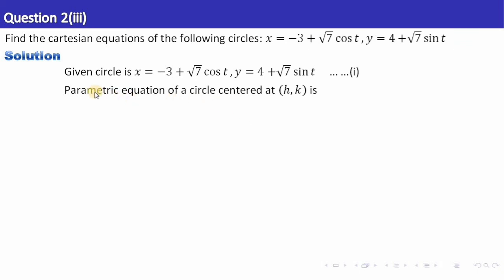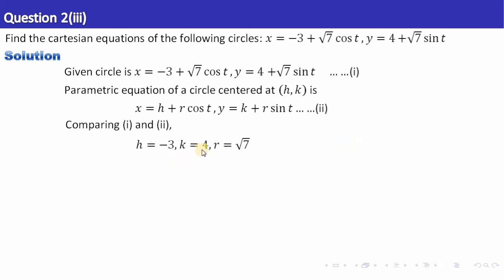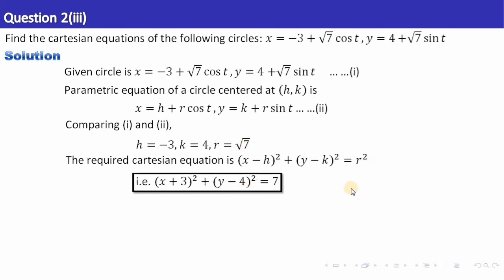Now the parametric equation of a circle centered at h comma k is given by this, isn't it? Now let's compare these two. So if I compare, we have h equals to -3, k equals to 4, r equals to √7, isn't it? So comparing 1 and 2, we have these values. So that's why the equation will be (x minus h) whole square plus (y minus k) whole square equals to r square. How much is h? h is -3, k is 4, and r is √7. So put the value, so your answer will be this much. Pause the video to note it down.